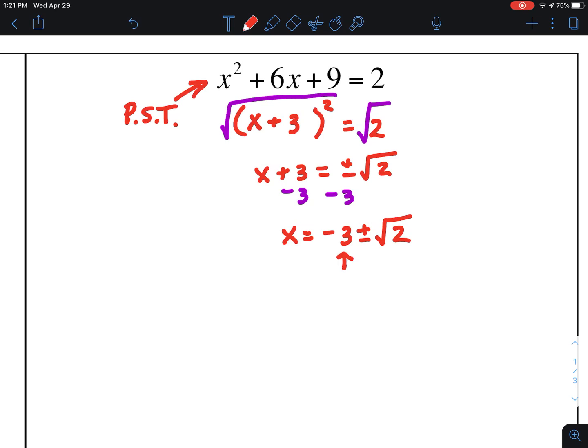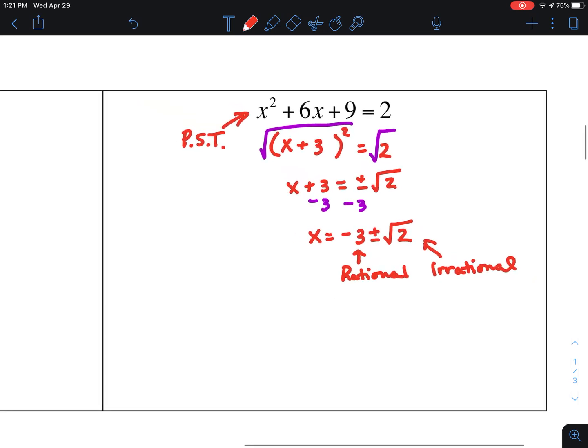I like to put the rational part first, okay? Rational part first, and then the irrational part. That's typically how you'll see these kinds of expressions written, all right? Where you have a rational part and an irrational part or term. So you should write it like this.